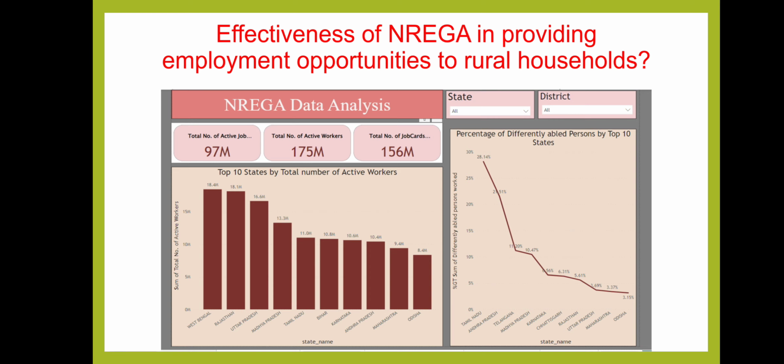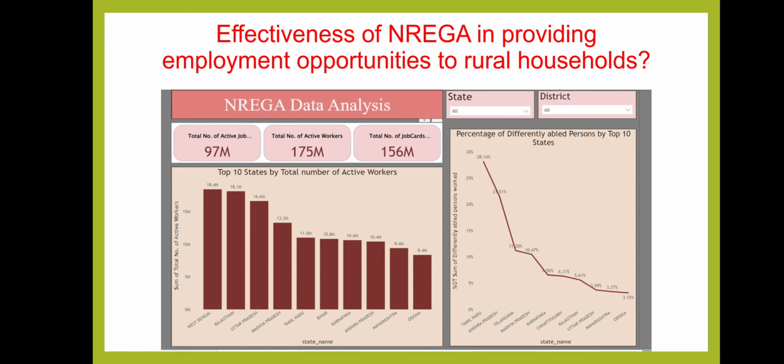First, we see the effectiveness of NREGA in providing employment opportunities to rural households. Here we can see that the total number of active jobs is 97 million. The total number of active workers is 175 million. The total number of job cards issued is 156 million.